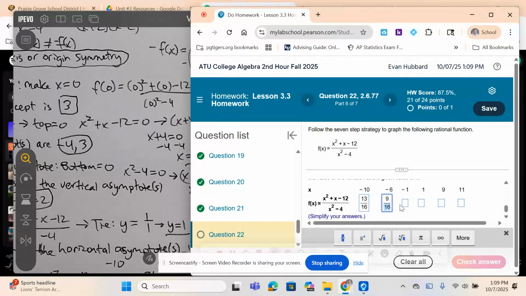9/16. -1 is 4. 1 is 10/3. 78/77. And 40/39.